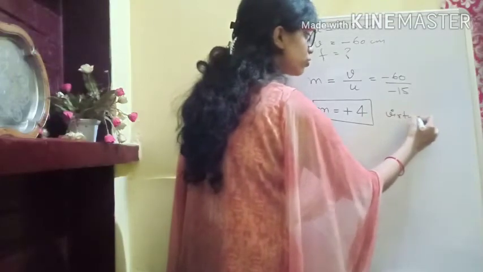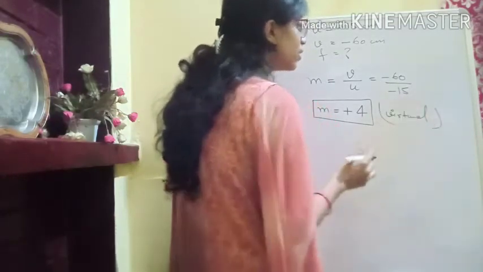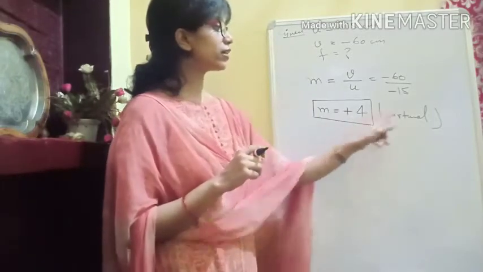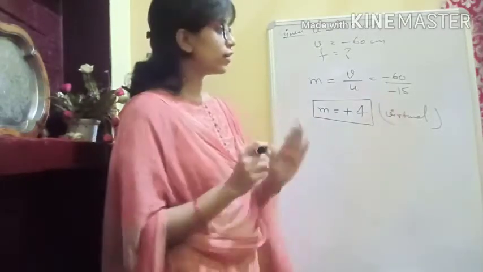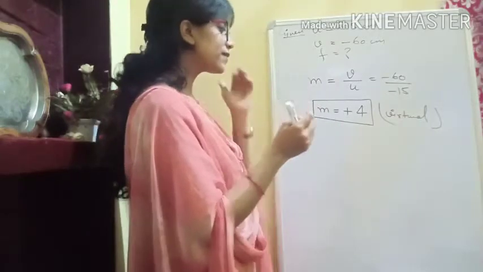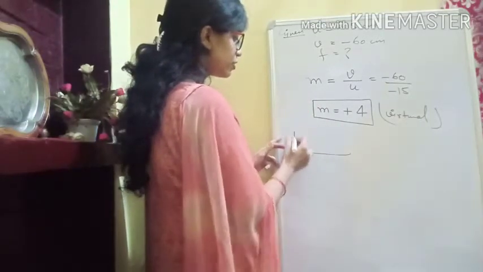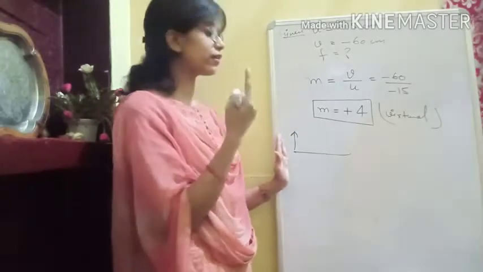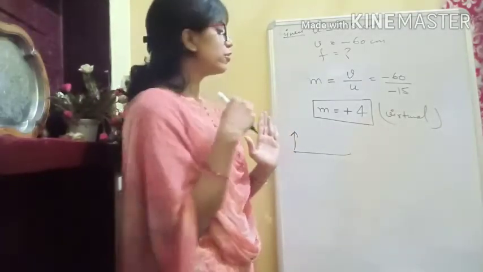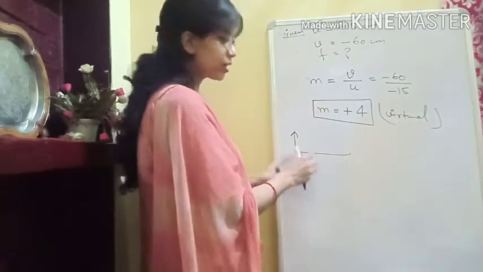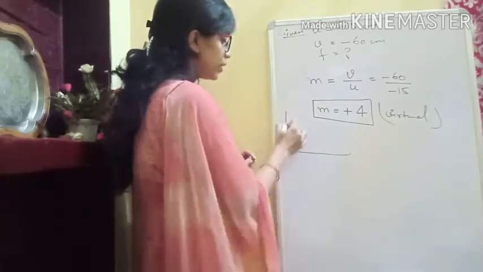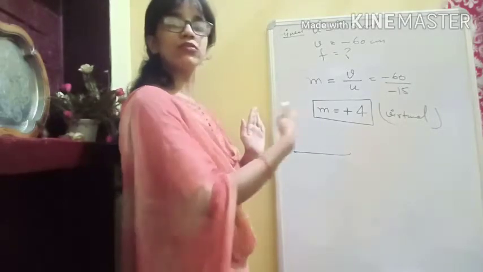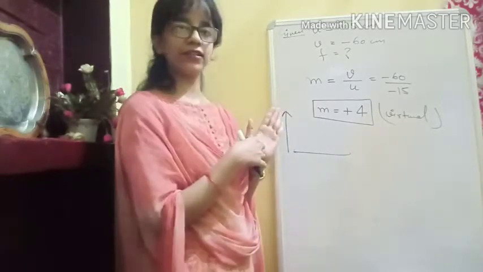We have learned this also, that when the image is real, magnification will be negative. If magnification is positive, the image will be virtual. Now let us see, just now we have seen that the image formation is also on the left hand side, and if you can recall the cases for a convex lens, it is the last case where we were getting the image on the left hand side and the image was virtual, erect and magnified, remember?